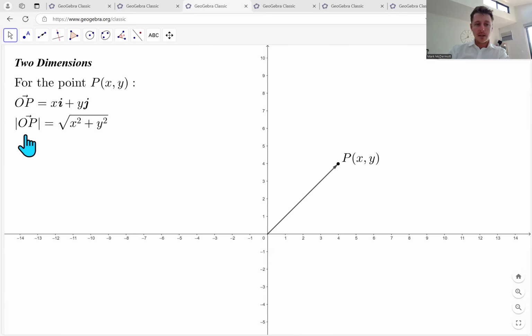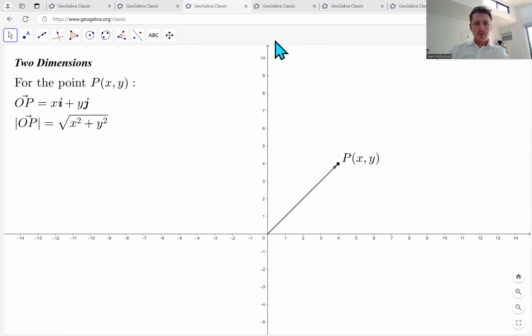And similarly, the magnitude of that vector OP is, well, you can just make a right angle triangle, can't you? And then you apply Pythagoras' theorem. So this height here is 4, and this length here at the bottom is 4. Applying Pythagoras' theorem to a right angle triangle, the square root of 4 squared plus 4 squared will give you the magnitude of this vector OP. So that's how we do it in 2 dimensions.